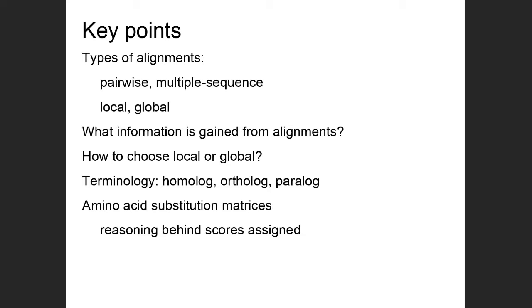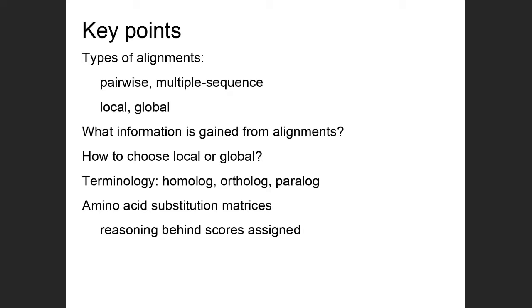So what are we learning when we do alignments? And how do you know if you're going to choose local or global? It's mostly, if you're looking for some parts of overlap, you do local. If you're wanting to compare overall how they compare, you do global. And we might get to this today, we may not.